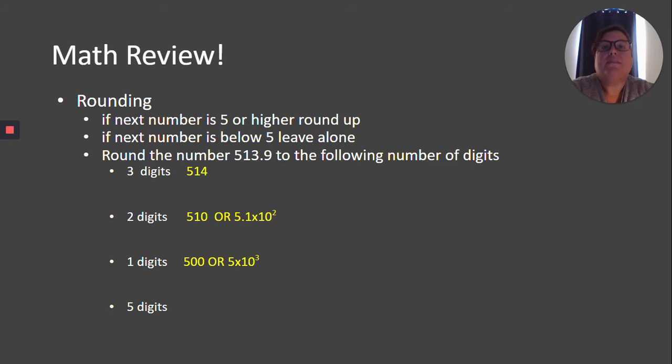Finally, we can add zeros as placeholders if we want to take a number out to more digits than is shown. So for example, if we wanted 5 digits, we can simply add a 0 after the 9. It's not changing the number, but it's changing how many digits that we have.